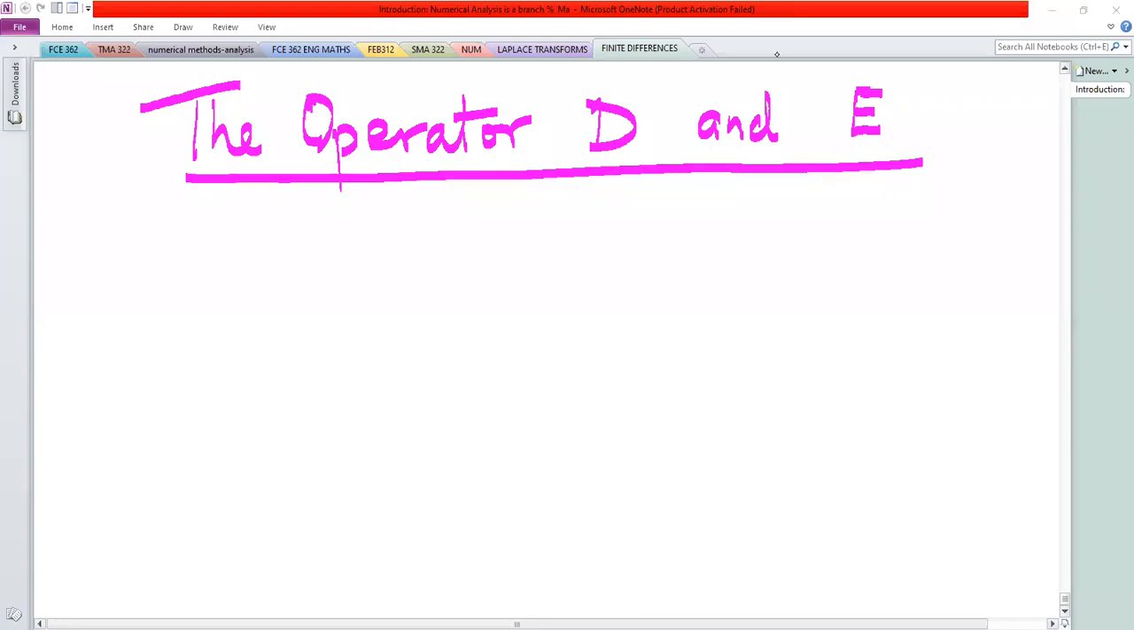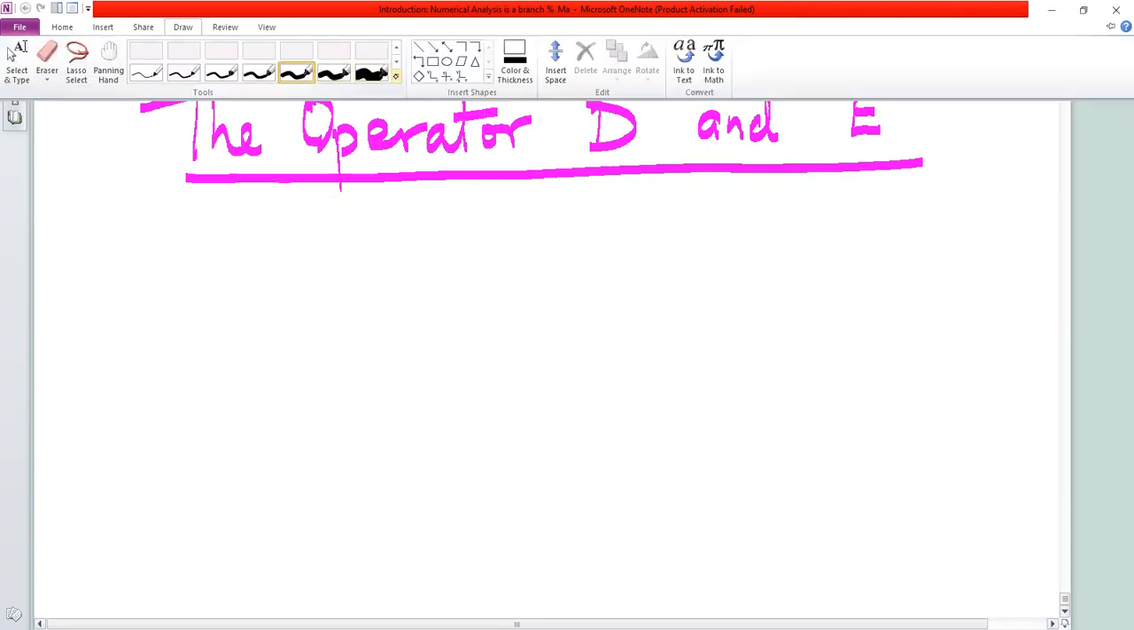Welcome back. So in this session, we are going to discuss the differential operator D and the displacement operator E, or sometimes called the shift operator. We'll start by defining each of these two operators.